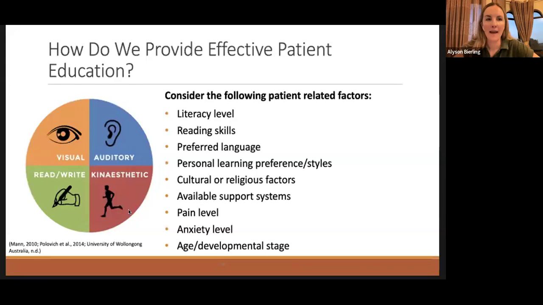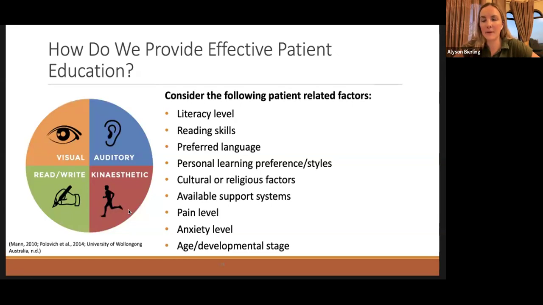How do we make sure we are effectively providing patient education? This is really important as well. There's all kinds of patient-related factors that we want to consider when providing patient education. So what is their literacy level? What are their reading skills if we're providing written materials? What is their preferred language, preferred learning style? What support systems do they have available?